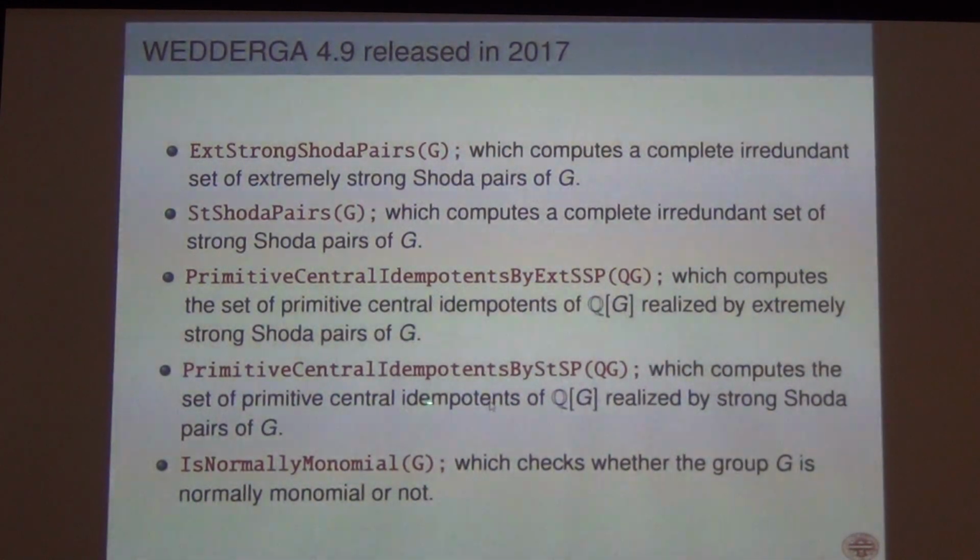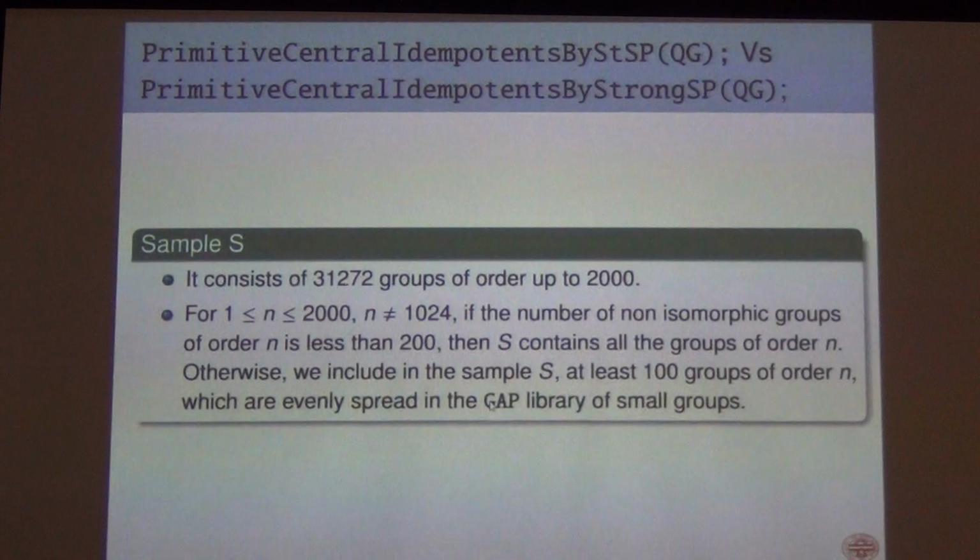It also computes the primitive central idempotents realized by strong Shoda pairs. I will show you the performance difference, why it was pushed. I will just give you a comparison. We took groups of order up to 2000. Wedderga runs on groups of order up to 2000 very smoothly. How did we take this sample? We took groups of each order. If for a particular order there are less than 200 non-isomorphic groups, we took all of them. Otherwise, we took a 100 randomly distributed sample from that order.